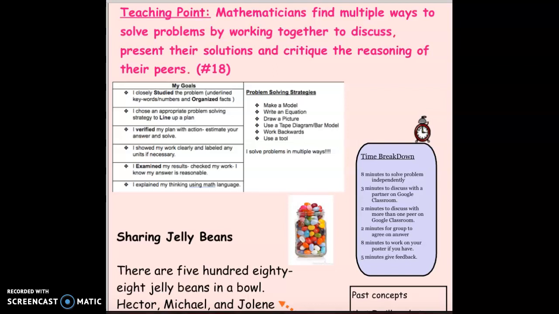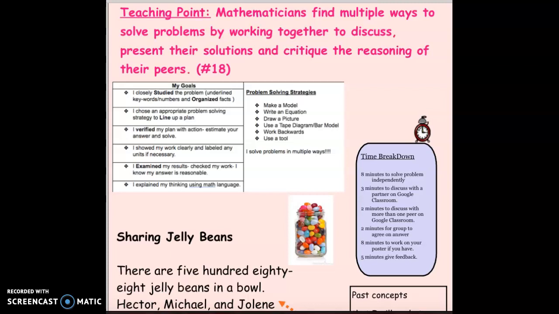Today we're going to be getting into some poster method number 18. If you don't have it, that's perfectly fine. All the information is here in this presentation. The teaching point today is mathematicians find multiple ways to solve problems by working together to discuss, present their solutions, and critique the reasoning of their peers.